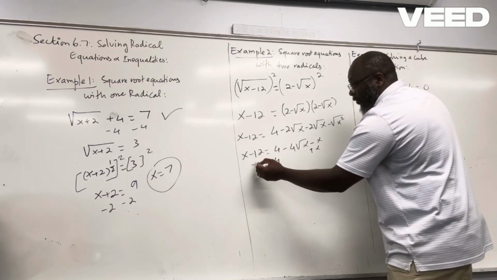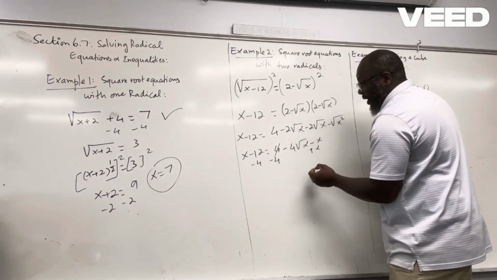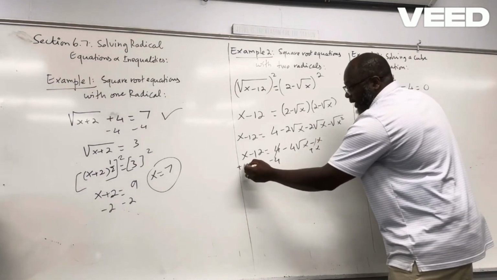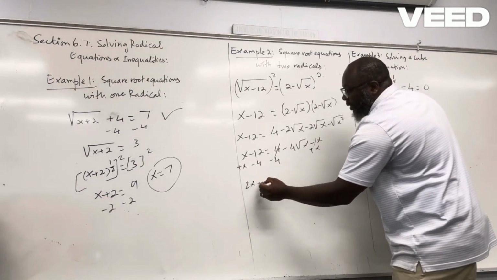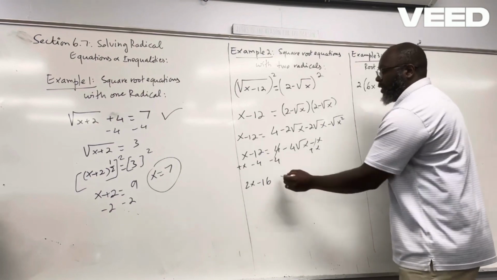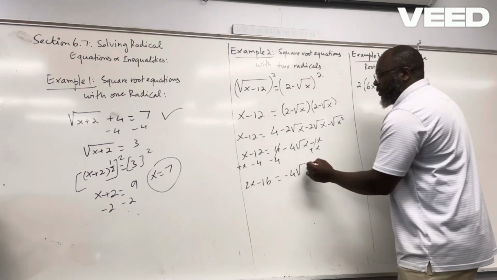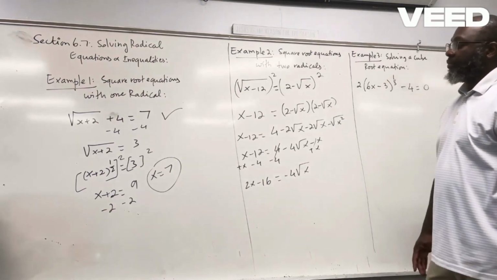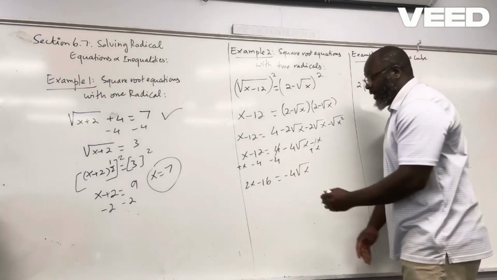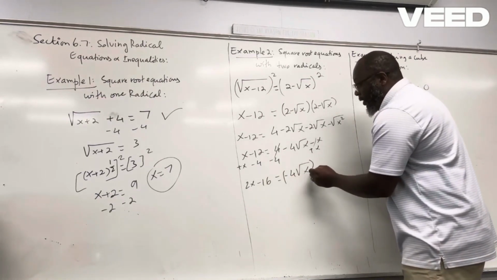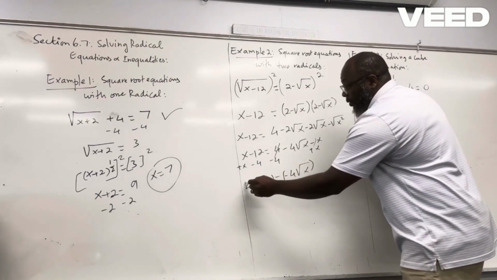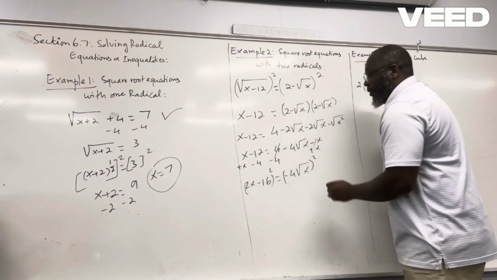Subtract 4 from this side because this is going to cancel out, and add x here. So I get 2x minus 16 equals negative 4 root x. Now, to solve this, I'm going to square both sides again because I want to get rid of the radical, right? I'm going to square both sides.